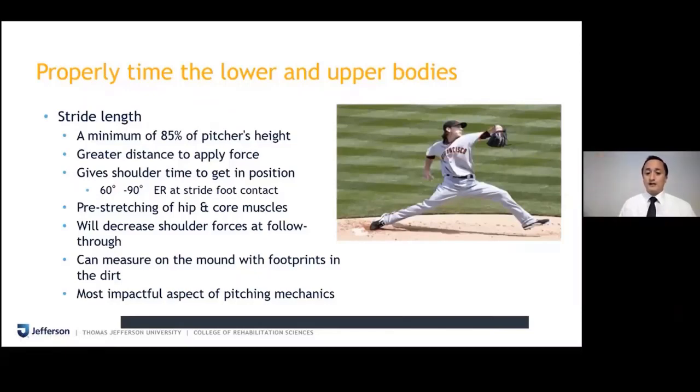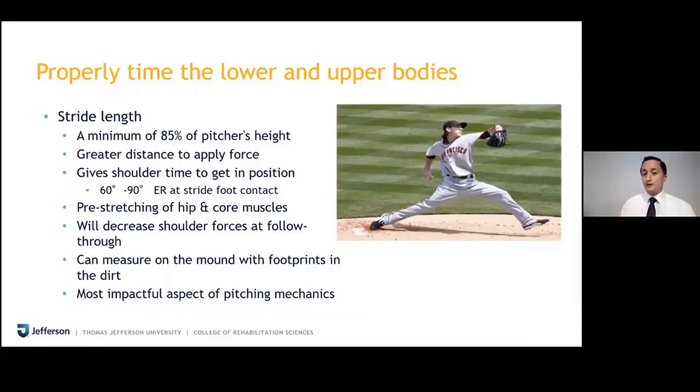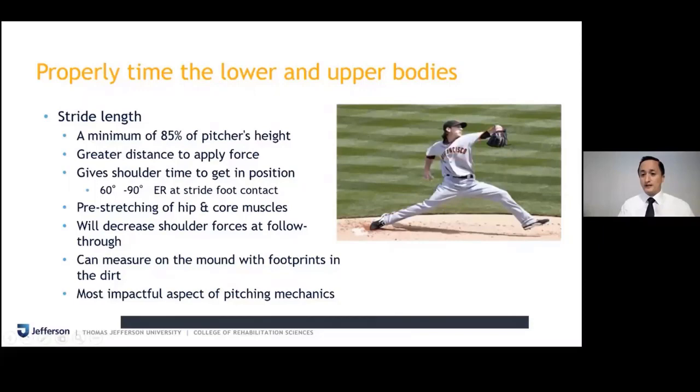This long stride length also will pre-stretch our hip and core muscles. You can see as Tim is striding out here, his hip musculature is going through a dramatic stretch. And then, as his pelvis begins to face home plate, he's going to get stretched through his core muscles too.